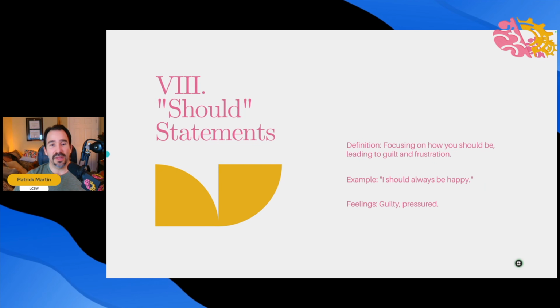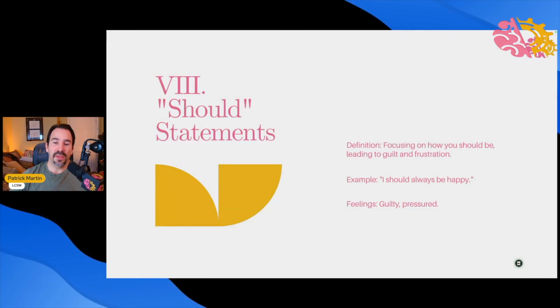Should statements. Now, we've all heard the term, don't should on yourself, right? So stop shoulding on yourself. I should do this. I should do that. Shoulda, woulda, coulda. You know, I should have done that homework, that paper before I watched that movie. Well, maybe that would have been helpful, but I can't do anything about that now, and shoulding gets us down. Shoulding is a waste of energy and it's not really helpful, right?